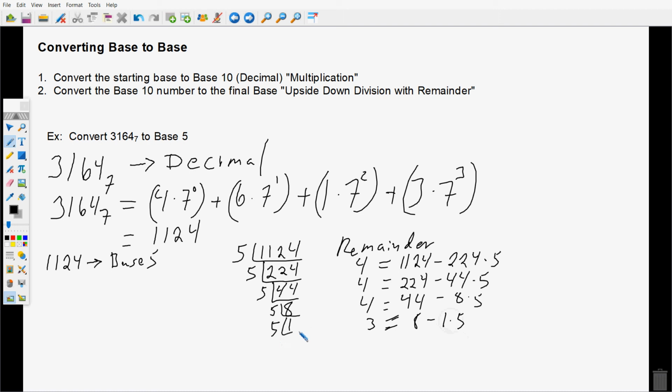And once more, 5 goes into 1 no times. Your remainder would be 1, which you can double check by doing what is the number above 1 minus 0 times 5. Read the remainders from bottom up, and you end up with 1, 3, 4, 4, 4, and that would be in base 5.